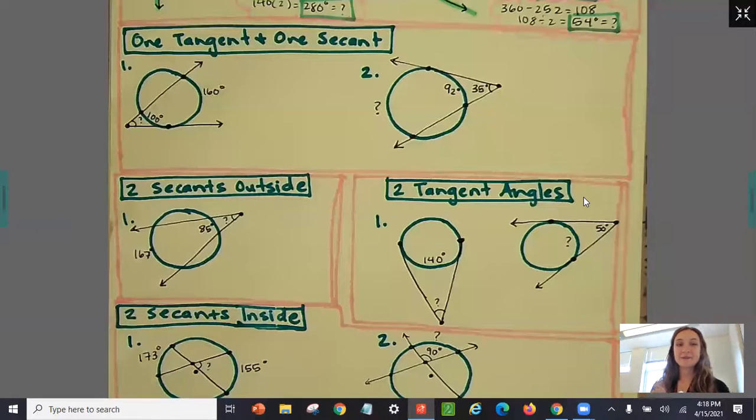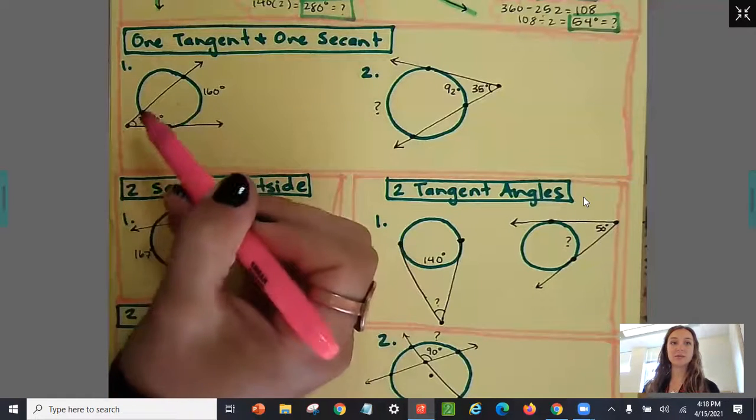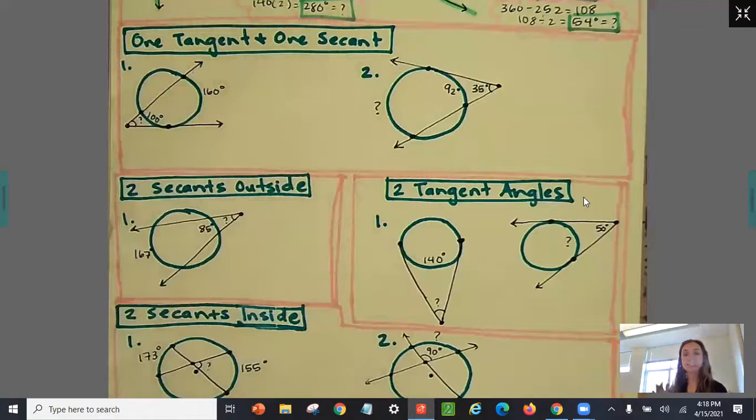Hello everyone, in this video we're going to be talking about a special scenario where you have one tangent and one secant going through the circle. A tangent is where it hits the circle once, a secant is where it goes through the circle twice. So this is the angles created by one tangent and one secant.